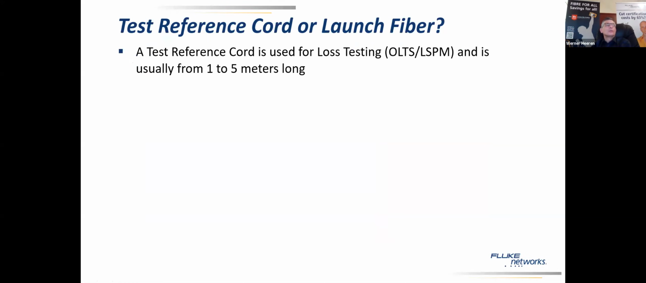Again, here a small refresher. Is it a test reference cord, a launch fiber, or a launch cord? We had recently even an internal discussion. What we mostly say is a test reference cord. A TRC is used for loss testing, optical loss test set or light source power meter, and it's usually 2 to 5 meters long. So it's not 100 meters long.